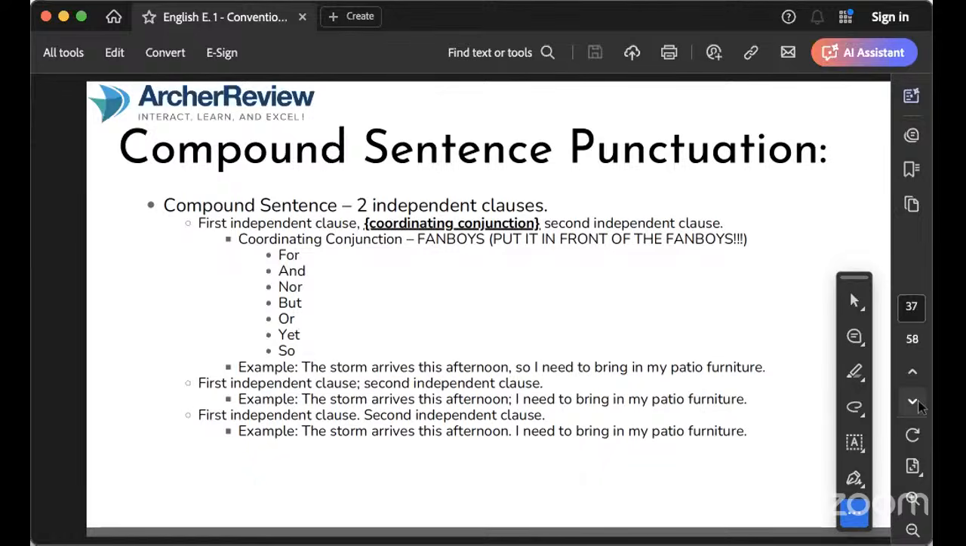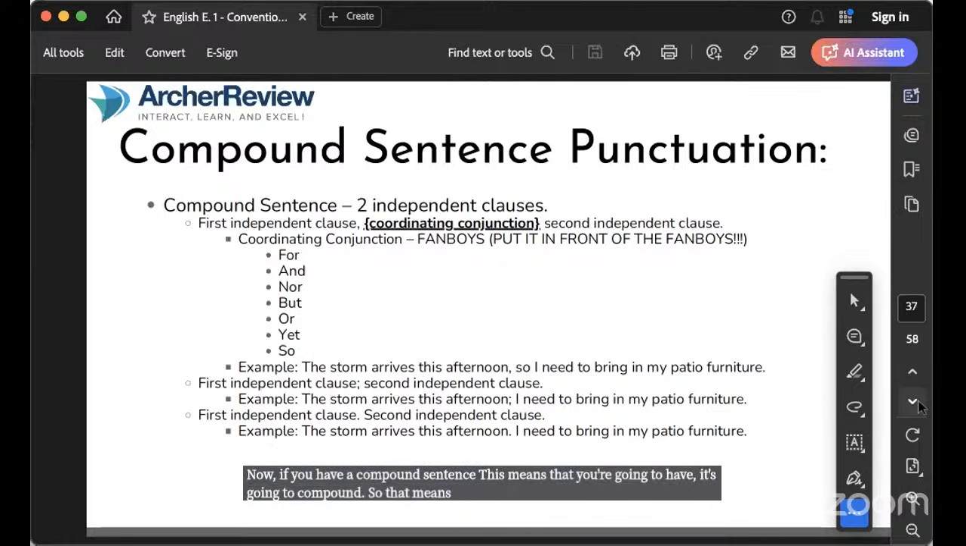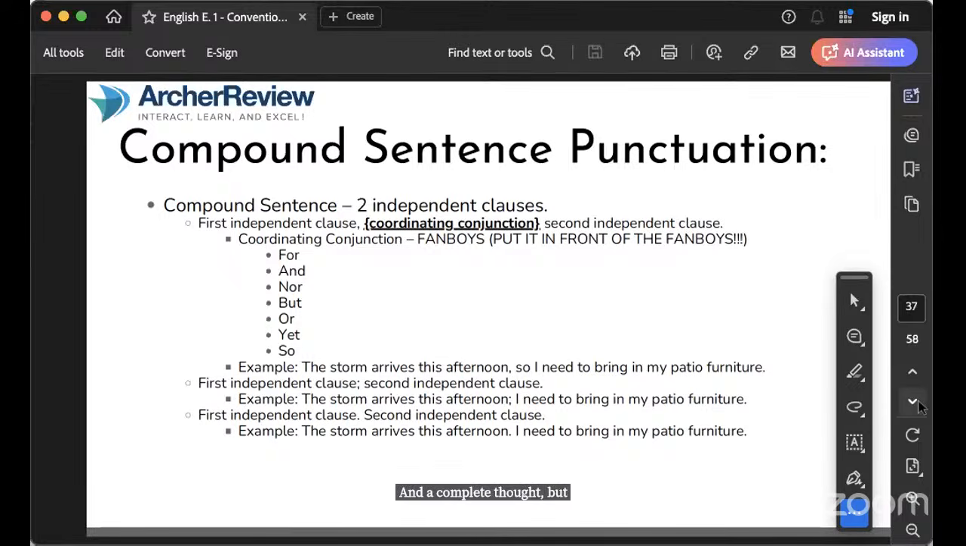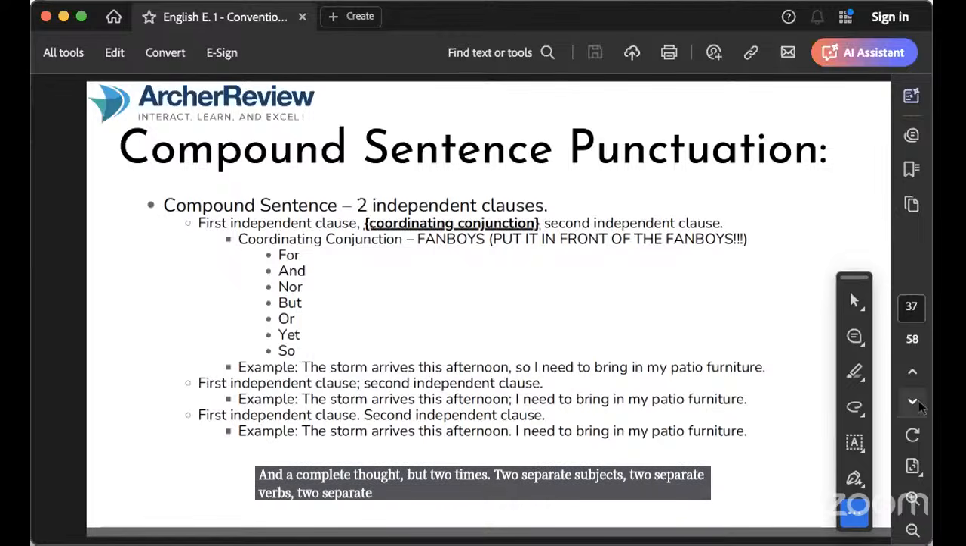Now, if you have a compound sentence, this means that it's going to compound. So that means it's going to combine. It's going to have two independent clauses. So still a subject and a verb and a complete thought, but two times. Two separate subjects, two separate verbs, two separate complete thoughts. They won't be combined together.